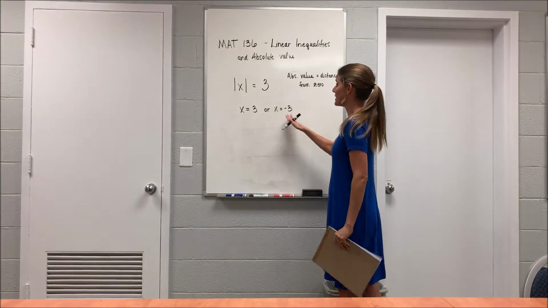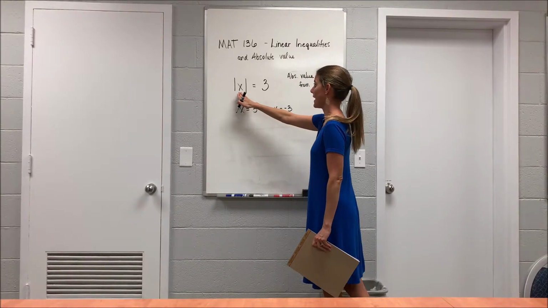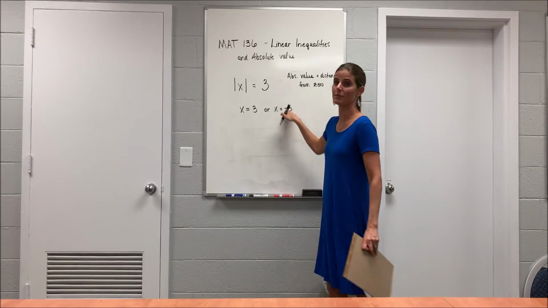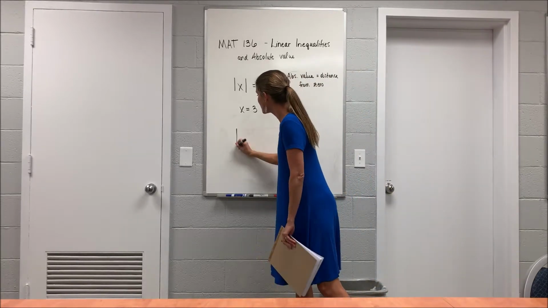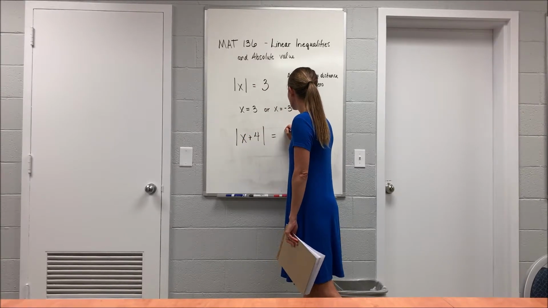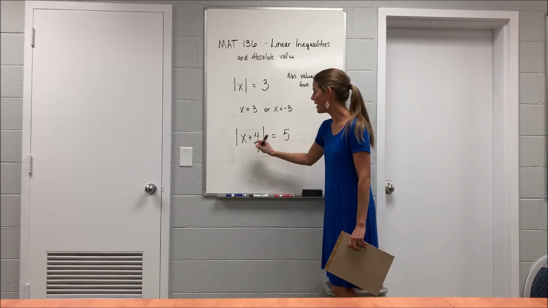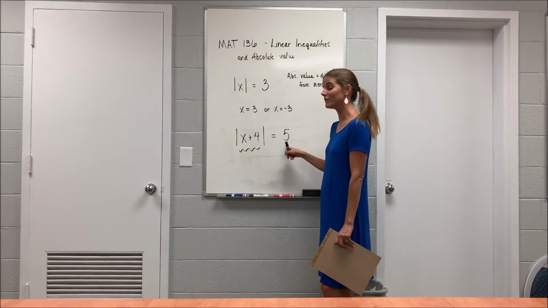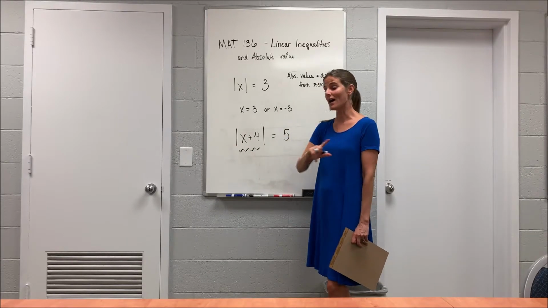Again, absolute value is the distance from 0. So the absolute value of 3, the distance of 3 from 0, is 3, and the distance of negative 3 from 0 is 3. So we have two solutions to that. Now these could be a little bit more involved, like the absolute value of x plus 4 equals 5, where you have more going on here, but this just means that the distance of this entire expression from 0 is equal to 5. So it could be equal to negative 5 or 5 itself.